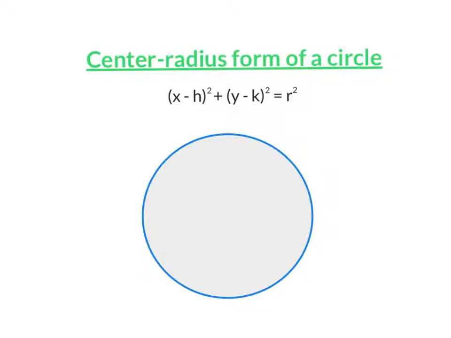In this video, I'm going to go over the center radius form of a circle. So this formula right here is the center radius form of a circle. This h and k value happens to be your center, and the r is your radius.